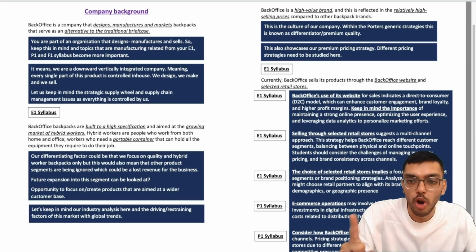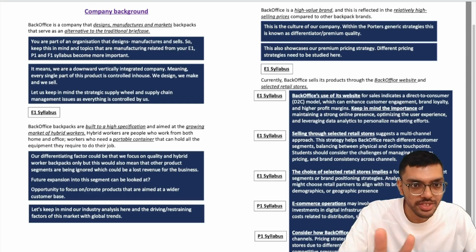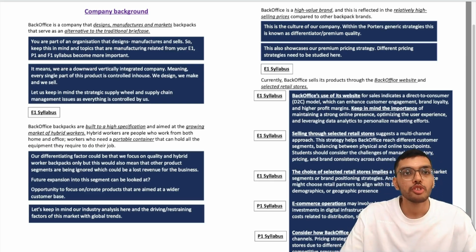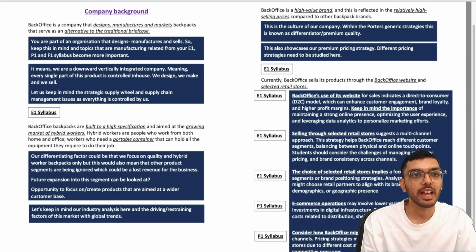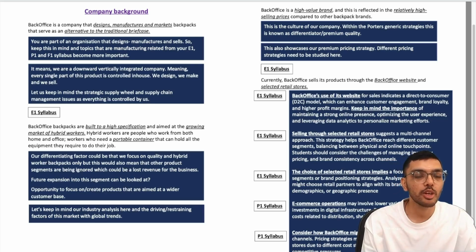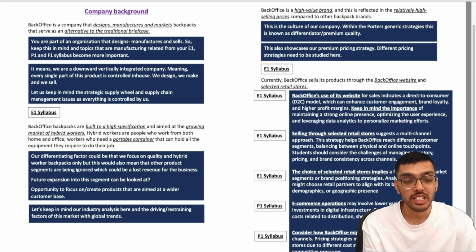So first was your role. Second, we are starting with company background. So BackOffice is a company that designs, manufactures and markets backpacks that serve as an alternative to the traditional briefcase. So you design, you manufacture and then you market. So you are part of an organization that designs, manufactures and sells.